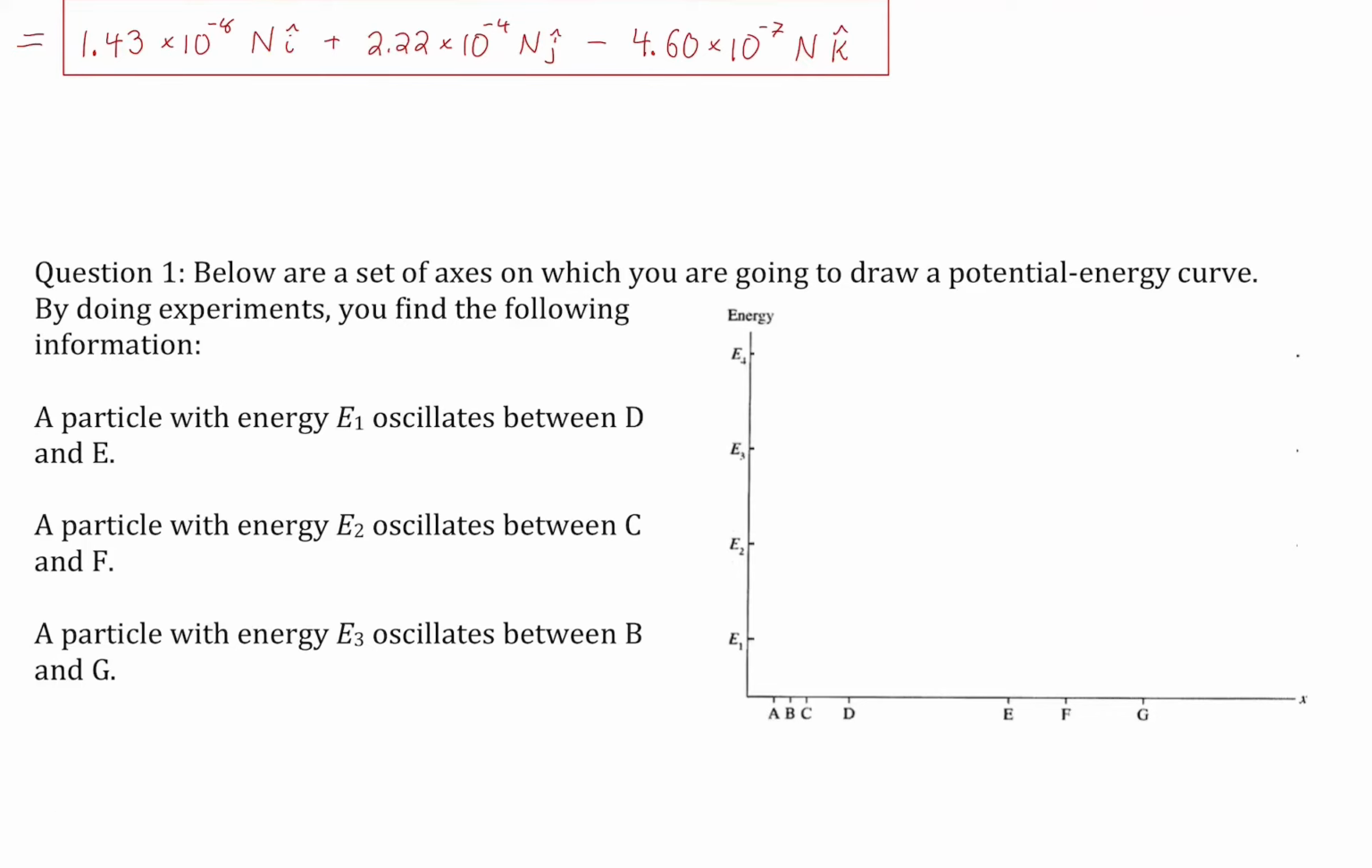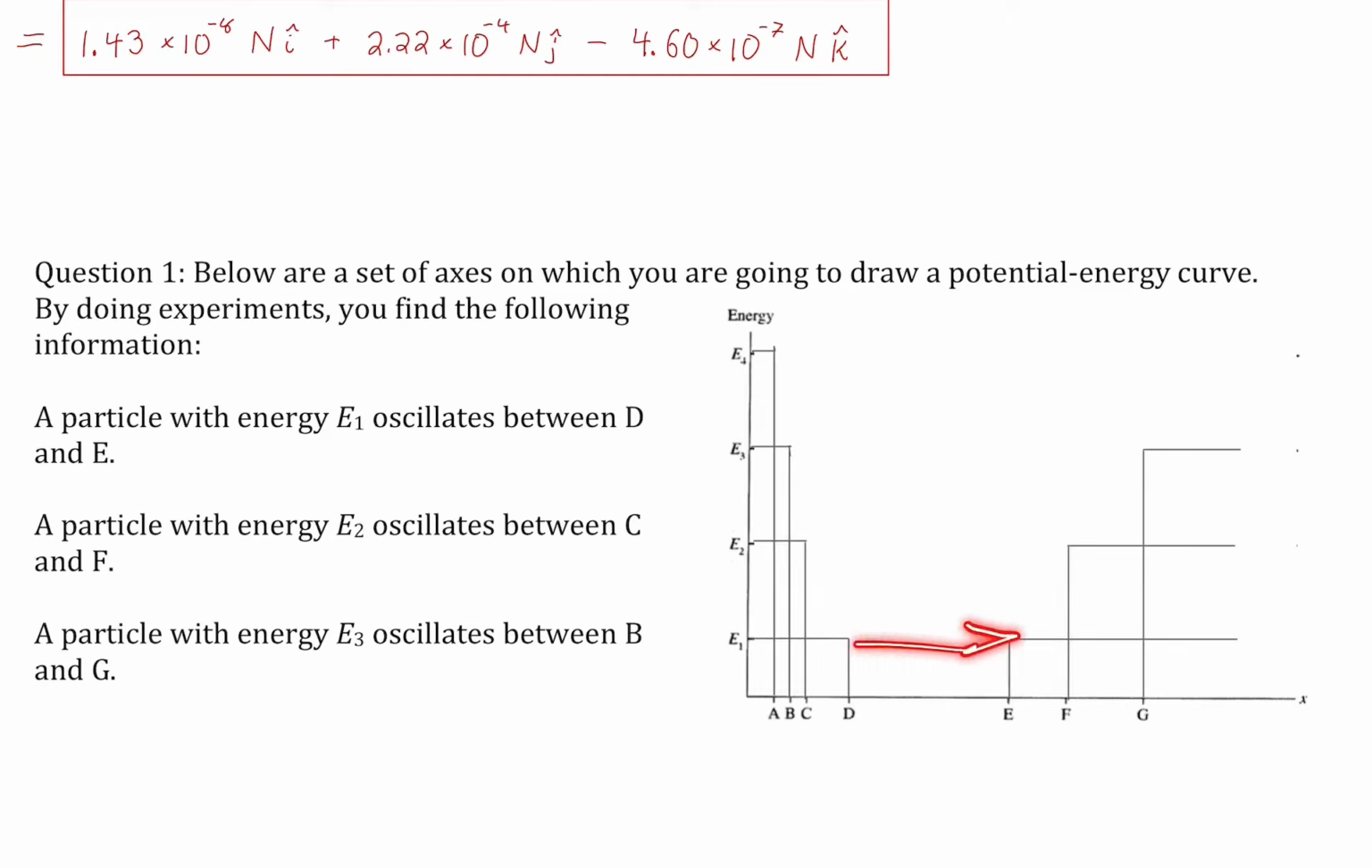By doing experiments, you find the following information. A particle with energy E1 oscillates between D and E. Let's just fill these in. So this would be oscillating between D and E, because the idea is that these two energies must be equal. So a particle would essentially be trapped and bounce back and forth between those points, right?